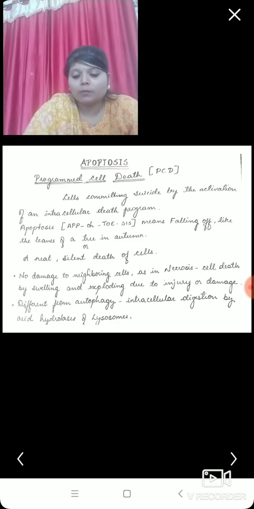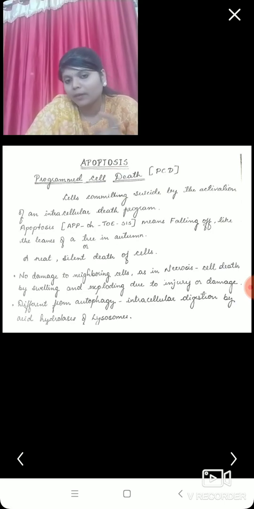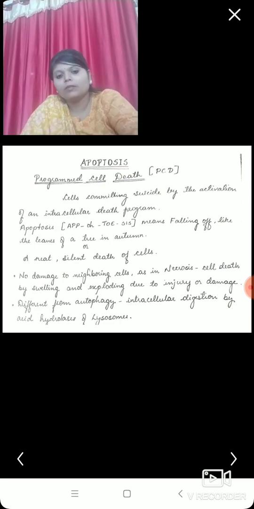Here it is mainly mediated by a group of proteolytic enzymes called caspases. The caspases result in cascade reactions, thereby resulting in programmed cell death. There are no lysosomes or other cells coming into the picture, like in autophagy or necrosis. Nothing like that happens. Here there is a slight difference in apoptosis. That is what we are trying to tell you here.